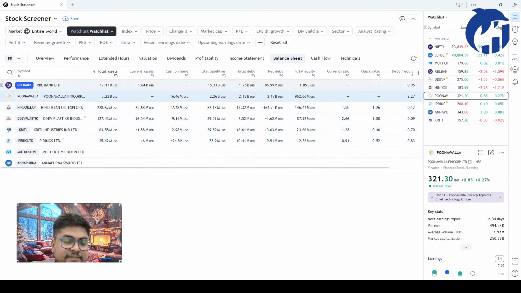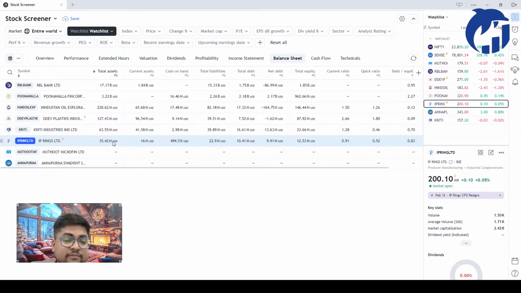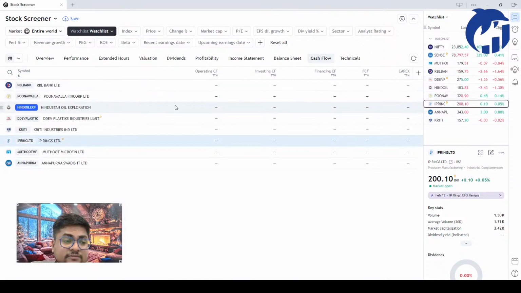So these are the target prices as of now. These were the 5% target prices which we were able to achieve. These are the levels which you are able to see. The total debt is 10.41 million for IP Ring, whereas the assets are around 35.42 million, which is thrice the net debt. Just look at the cash flow. We are not able to get the data for the cash flow.